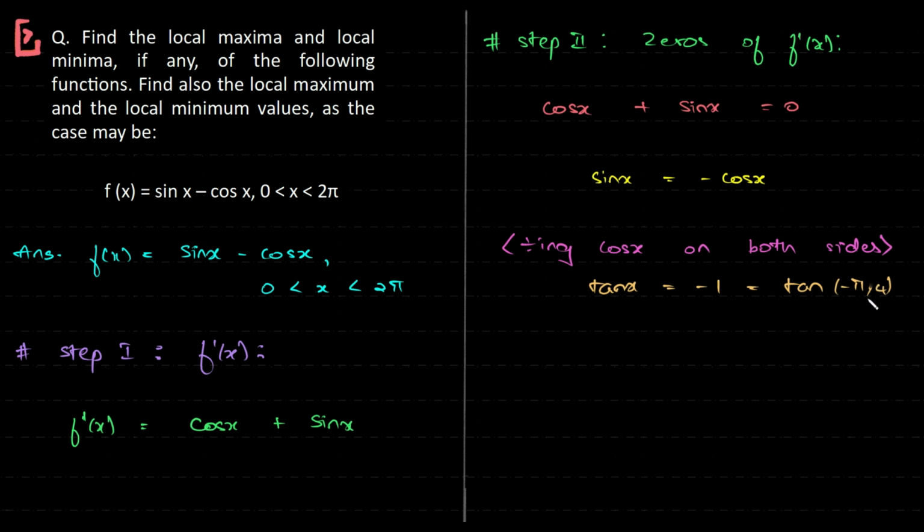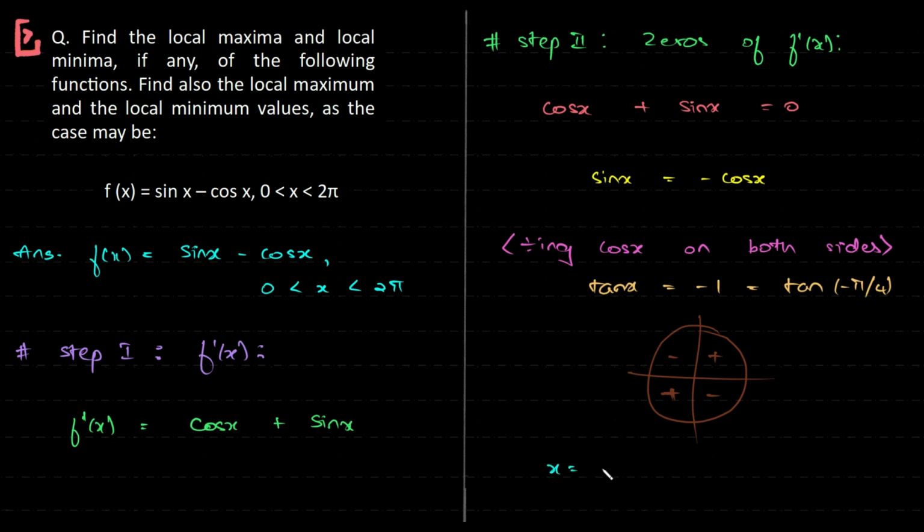But since we need to express in terms of values between 0 to 2 pi, what we have to do is consider the quadrants. So first quadrant, tan is positive, then negative, positive, negative. So basically we have to express in terms of the second and fourth quadrant. So how will we do that?